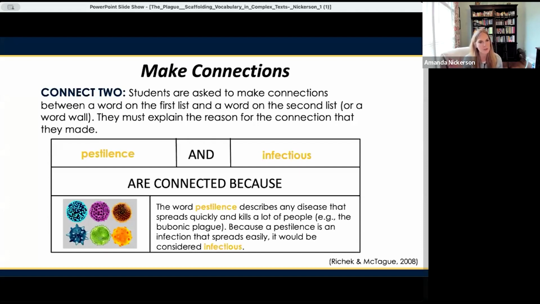So you can see it's an opportunity to come back to some previously taught words, or words within possibly even your current unit, just to help them think about how the two words are semantically related.